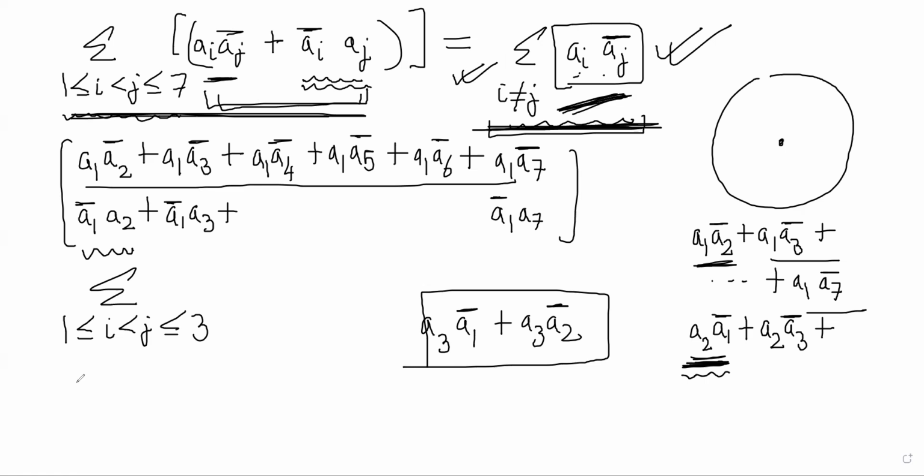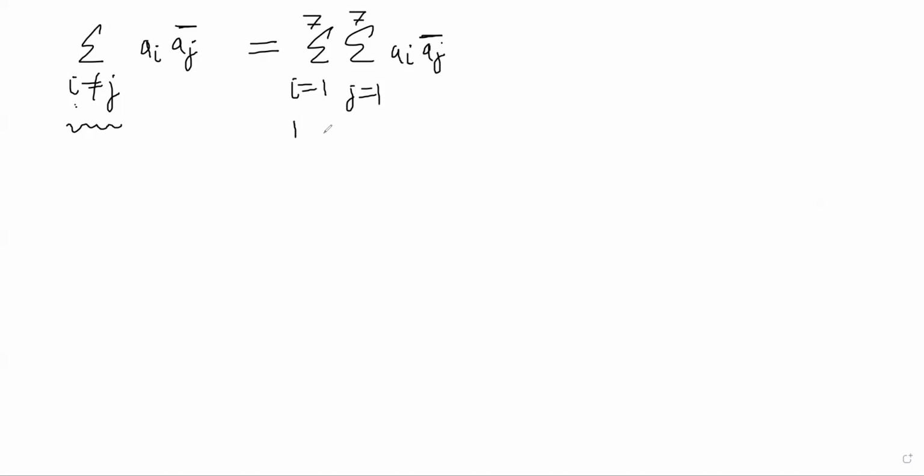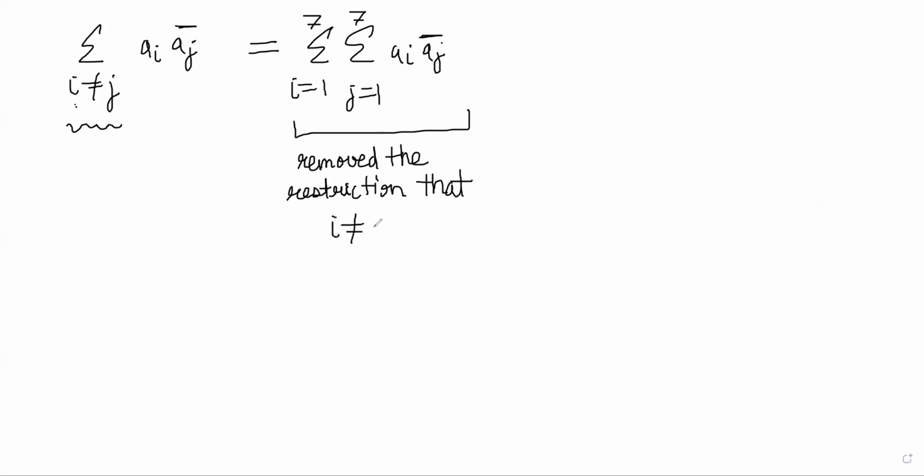Okay. So let's try to find out how to do this summation, i not equal to j, of ai aj conjugate. Now this can be written as, we will write it as i and j can take any value. We can convert this into a double summation: i goes from 1 to 7, j goes from 1 to 7, ai aj conjugate. And obviously here we have removed the restriction that i is not equal to j.